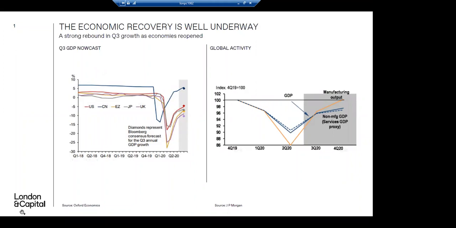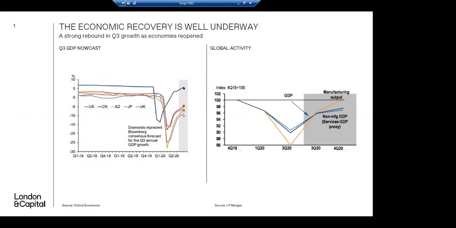From a regional perspective, it's probably worth highlighting that China, who were first in, first out, look set to complete that recovery and put their economy back on track to where it was at the end of 2019. Whereas Europe and the UK suffered the largest contraction, and our subsequent recovery has been one of the weakest. But nevertheless, this is still a significant rebound through the quarter.